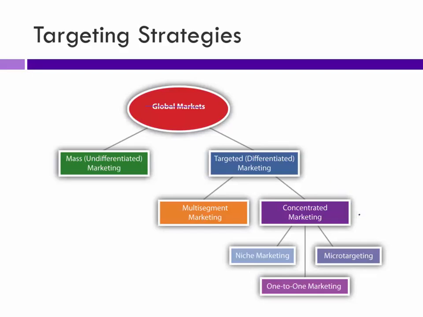You can go concentrated, which is micro-targeting, which is very small. Niche marketing, not trying to be a big market. I'm not trying to be big. I want a small, profitable market, very specialized. And then you could go all the way down to the one-to-one market.